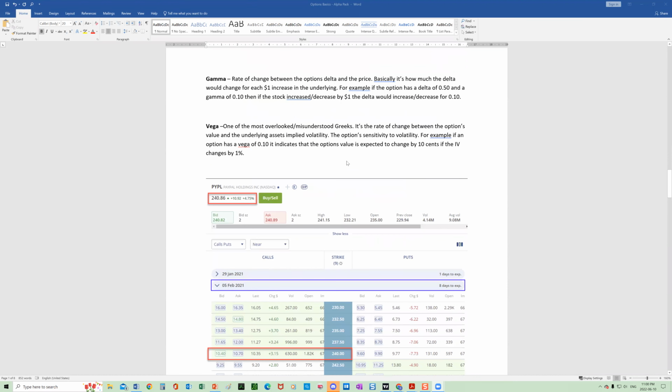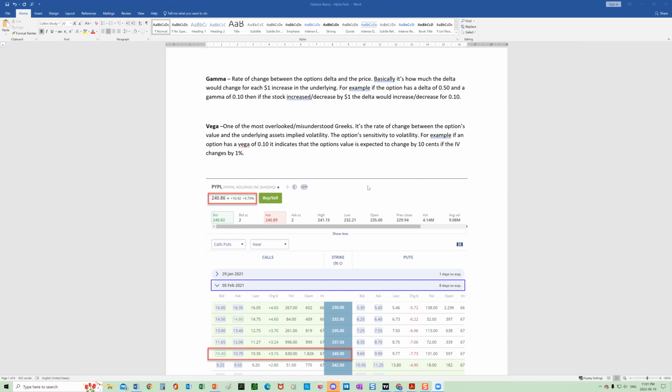So next we have gamma, okay? Gamma is the rate of change between the option's delta and price. Simply put, it's how much delta will change for each dollar increase in the underlying. Gamma is something that people don't look at enough, in my opinion. And also keep in mind that, let me cover Vega first, and then I'll explain how the pricing works and how a lot of these things work in our favor when they start to work. So gamma is the rate of change between delta and price.